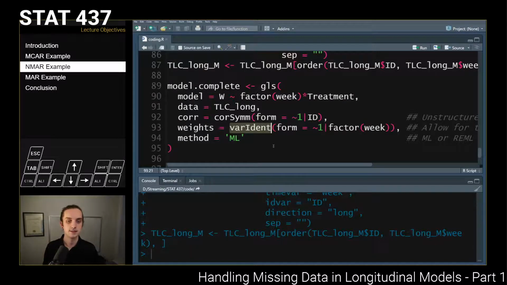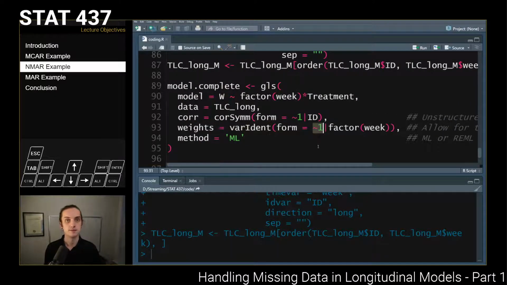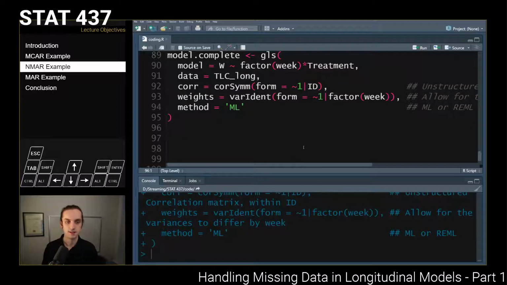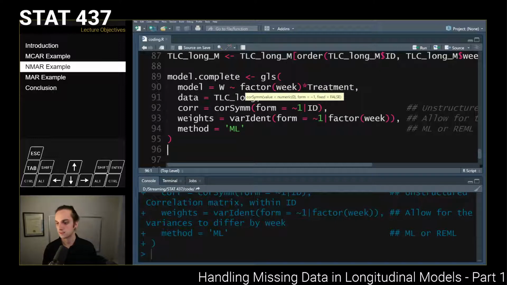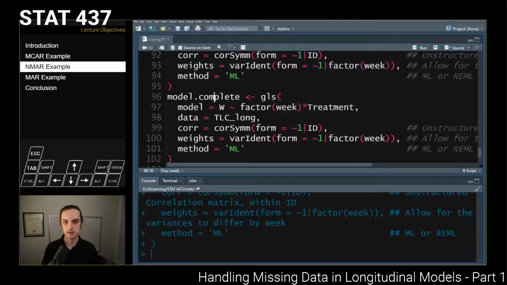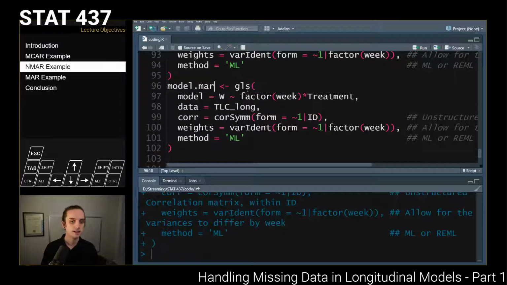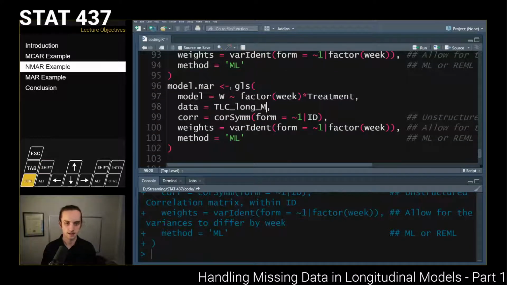The weights gives us the ability to define our variance. And so we just didn't specify that, but we specified a different value of the variance for each week, and then method maximum likelihood, right? And so we can actually fit that model here, and that will give us our estimates here. And we could, of course, do the corresponding model where we plug in the missing at random data. So we'll call it model MAR, right? All of this is going to be the same, except instead of TLC long, we'll have TLC long underscore M.